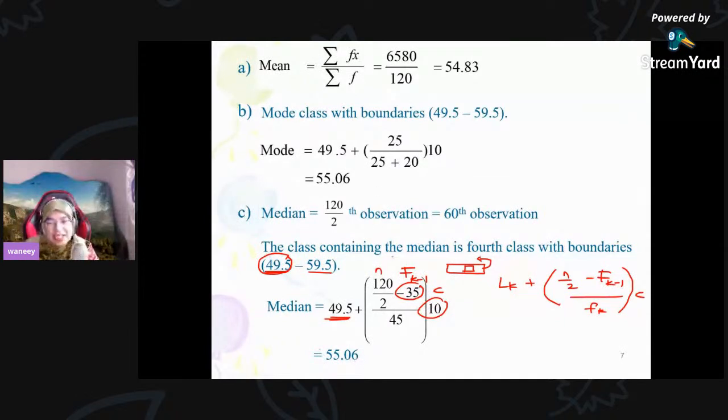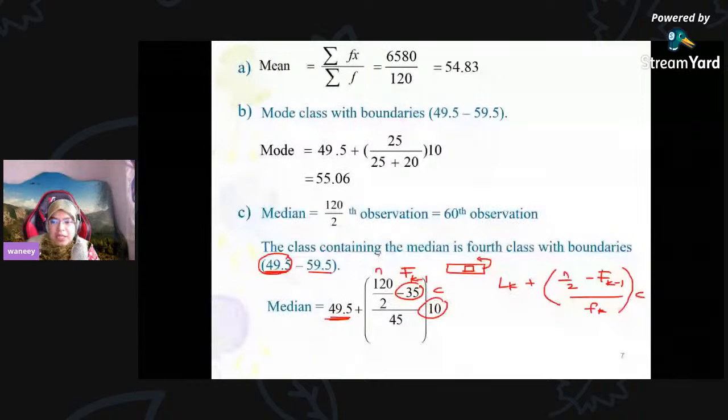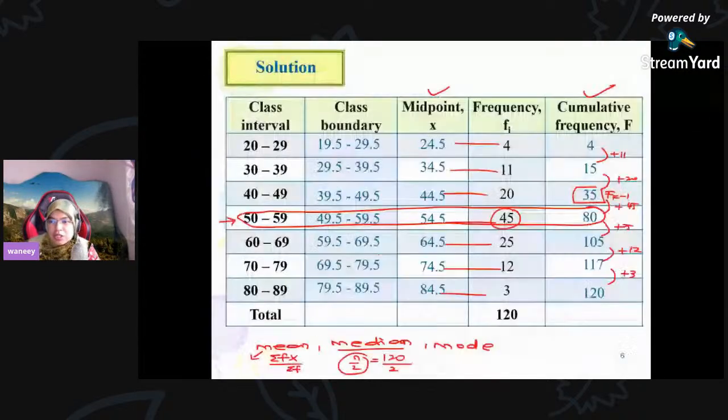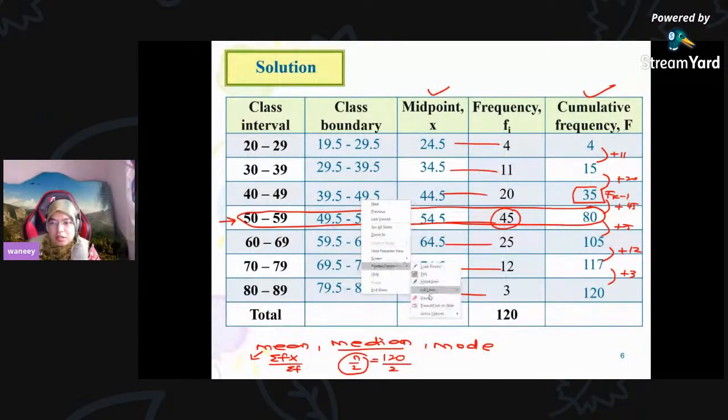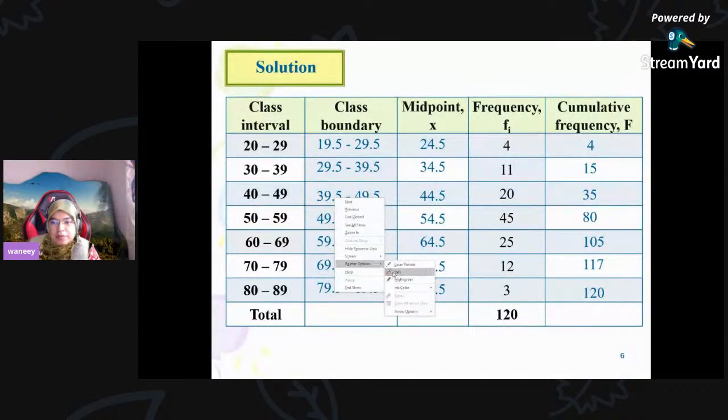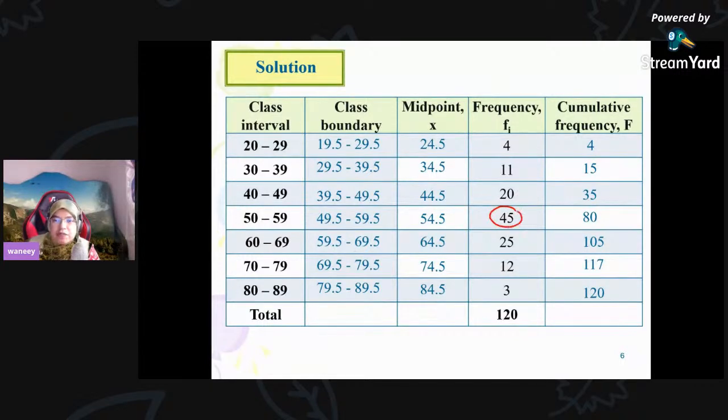Okay, so let me go back to the mode. For the mode, we have to refer to our table to see which one has the highest frequency. Okay, so let us go back to the earlier part. This one seems a little bit messy, so let me erase a little bit. Okay, now let us see where is the mode. So the mode depends on the highest frequency. So the highest frequency is 45.